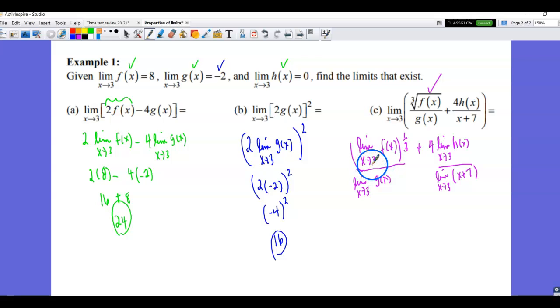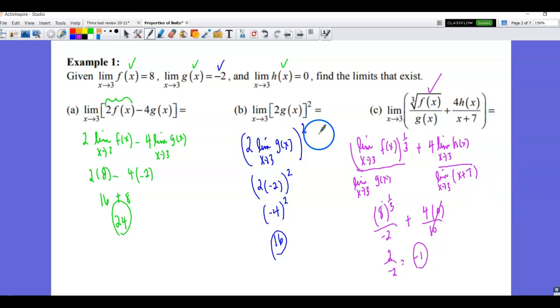All right, so the limit as x approaches 3 of f of x is 8, so that's 8 to the 1/3 power. Limit as x approaches 3 of g of x is negative 2. Limit as x approaches 3 of h of x. So pretty much this is going to be 0, but I have to make sure the denominator is not equal to 0. So the limit as x approaches 3 of x plus 7 is 10. So that whole thing turns out to be 0. That's not canceling. I'm not dividing. I'm just saying that turns out to be 0. The cube root of 8 is 2 over negative 2 is equal to negative 1. So those are the first examples.